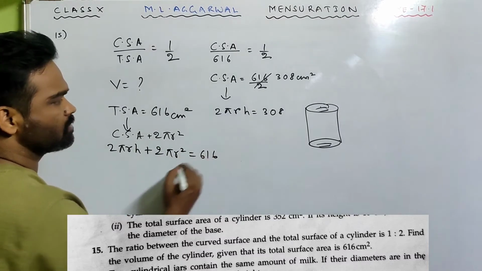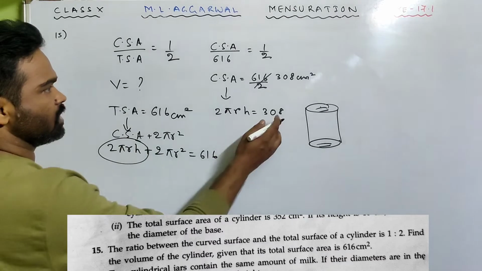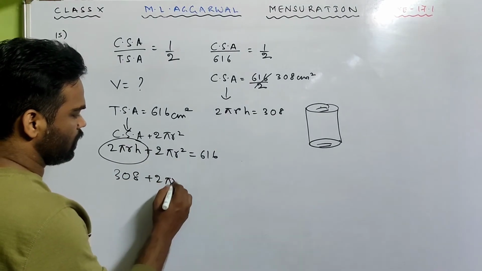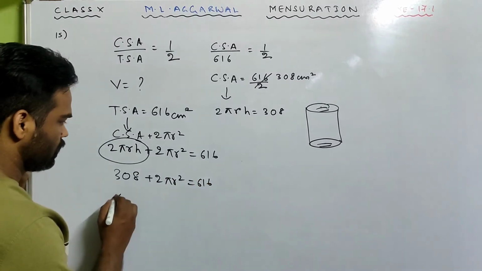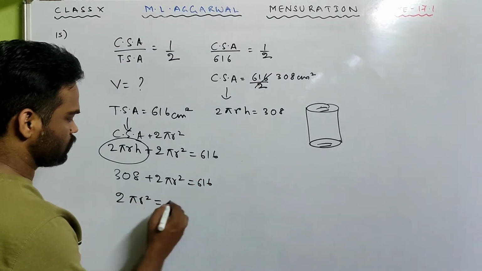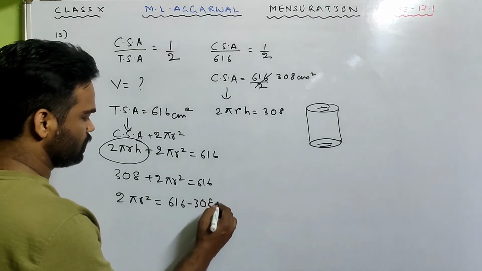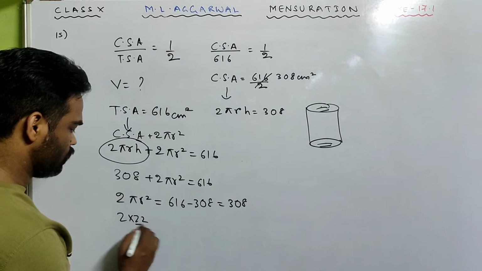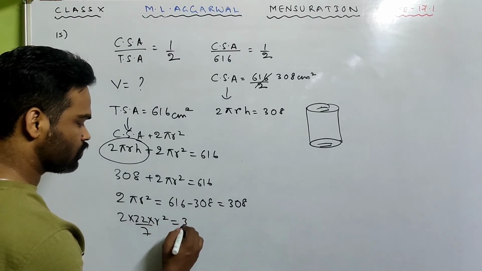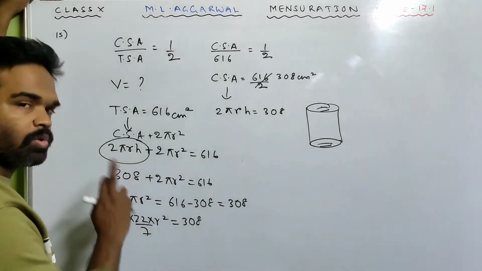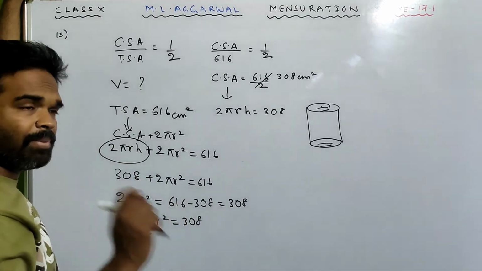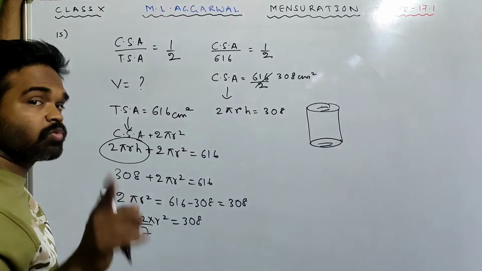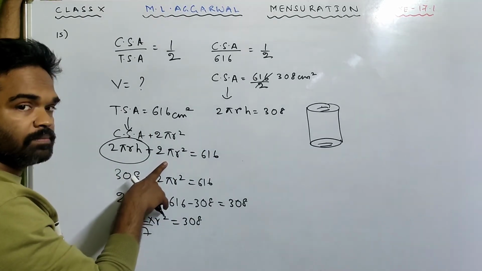Can I write 616? Now instead of curved surface area, can I write 308? So 308 plus 2 pi r square is 616, which means 2 pi r square is what? 616 minus 308. That's 308, which means 2 into 22 by 7 into r square is 308. Try to understand. The total surface area is curved surface area plus area of the base and area of the top, which is circular region. Pi r square plus pi r square, which is 2 pi r square.